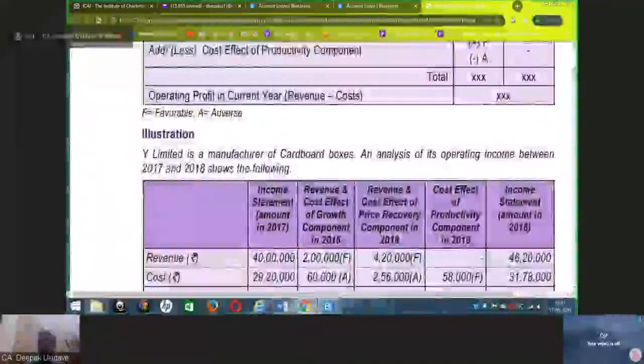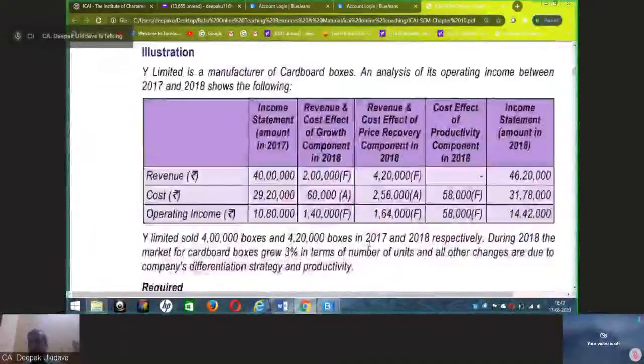This is the problem from the module, illustration given from the module which is in front of you. Try to understand each of these columns properly. Y Limited is a manufacturer of cardboard boxes. An analysis of its operating income between 2017 and 2018 shows the following. So you are given the income statement of 2017, and you are also given the income statement in 2018, the first and the last column.